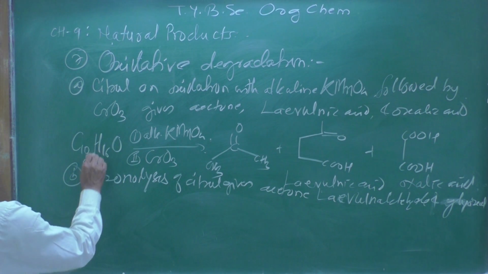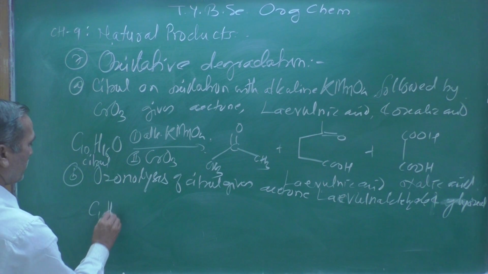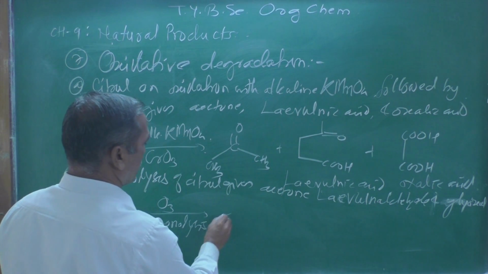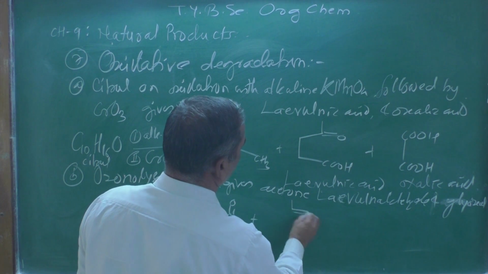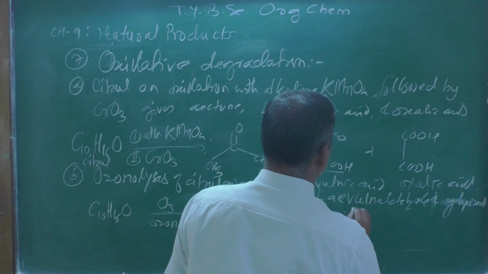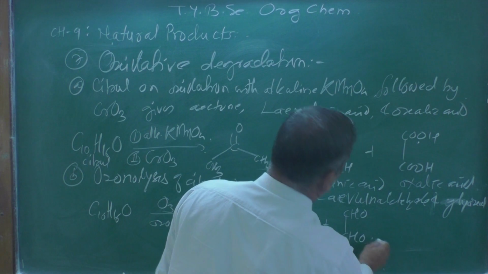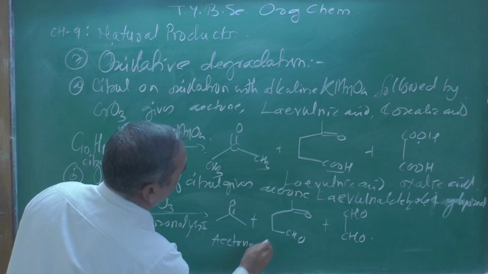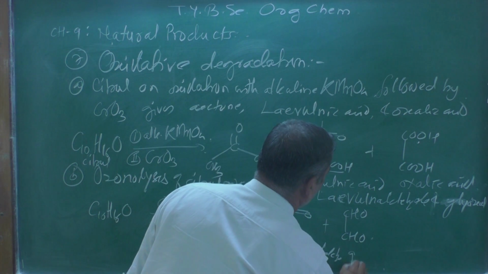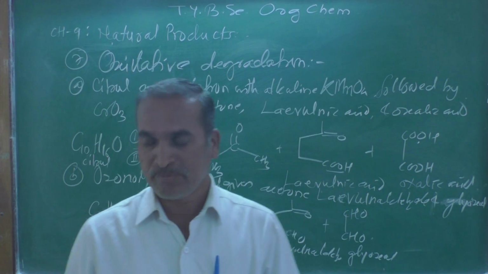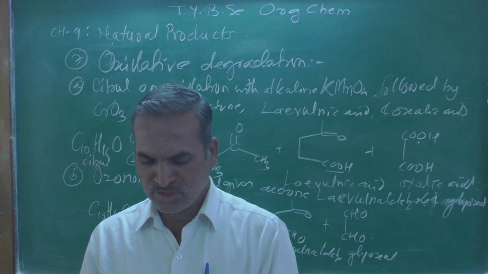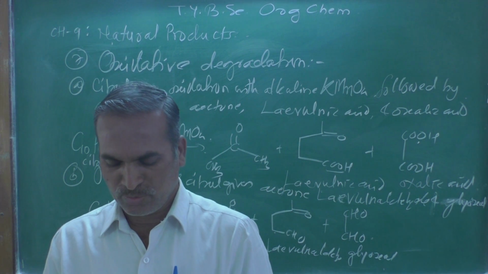The starting compound is this one, citral, having molecular formula C10H16O. When you treat it with O3, ozonolysis, that produces acetone once again, plus levulinaldehyde, C double bond O. Instead of COOH, here will be the CHO aldehyde group. So this is nothing but acetone once again, this will be the levulinaldehyde, and this will be the glyoxal. These are the products we are getting. So formation of acetone in both reactions shows the presence of a dimethyl group in citral.